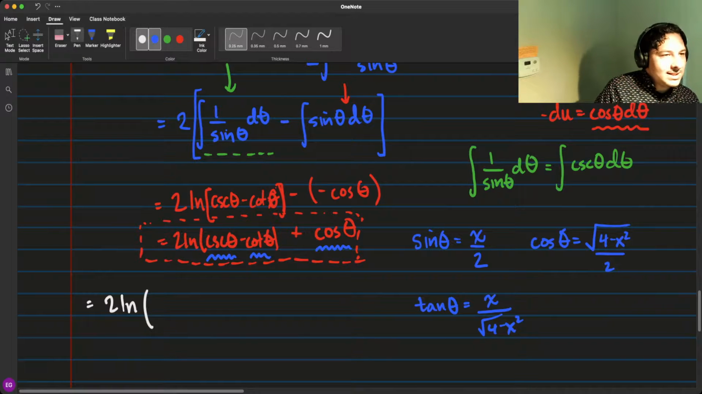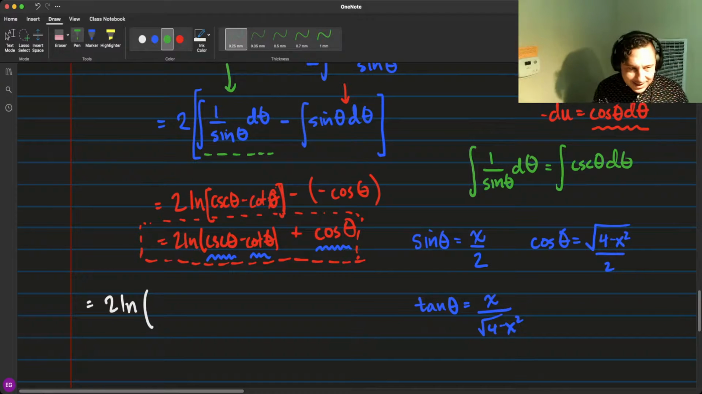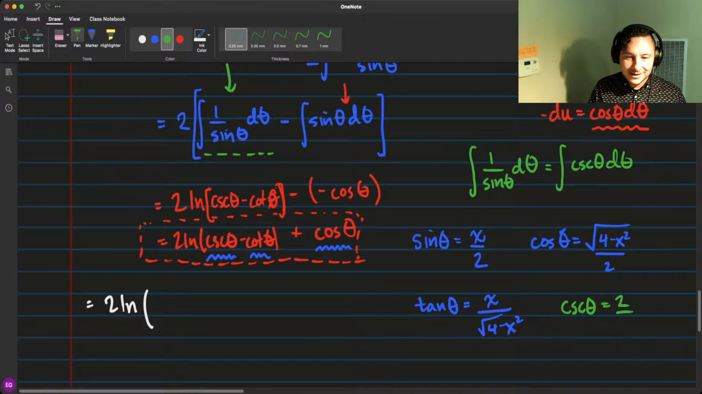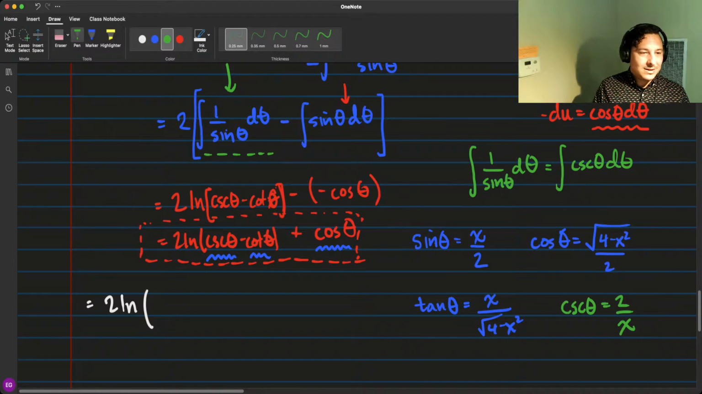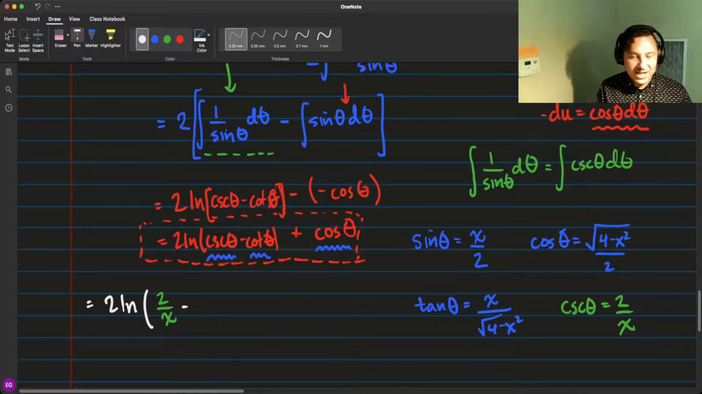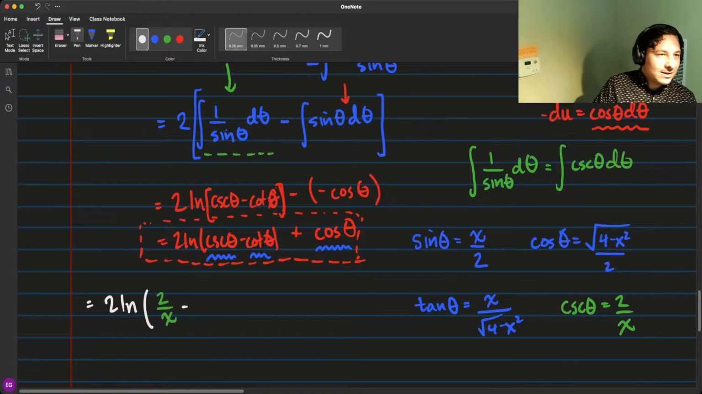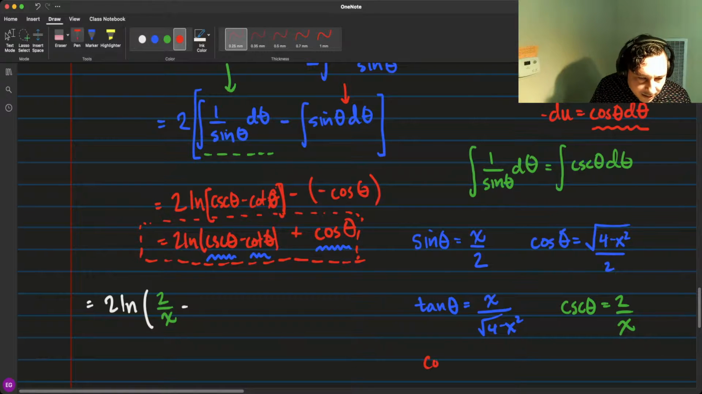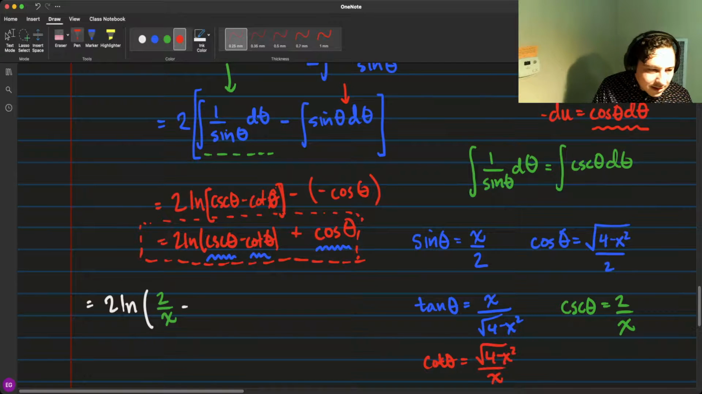Okay, so I need to replace cosecant theta. Cosecant is 1 over sine, right? So if sine is x over 2, what is cosecant theta equal to? 2 over x. So you get the natural log of 2 over x minus cotangent theta. Well, if tangent theta equals x over the square root of 4 minus x squared, then cotangent theta will be equal to the square root of 4 minus x squared over x.